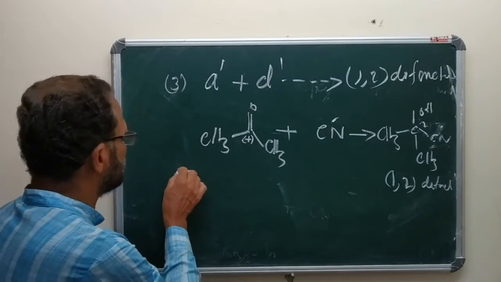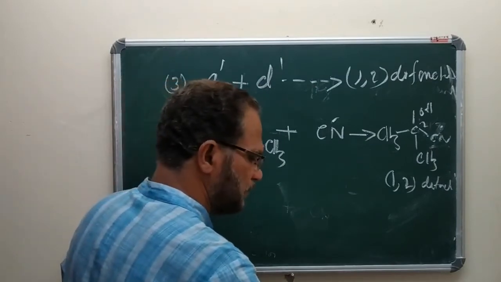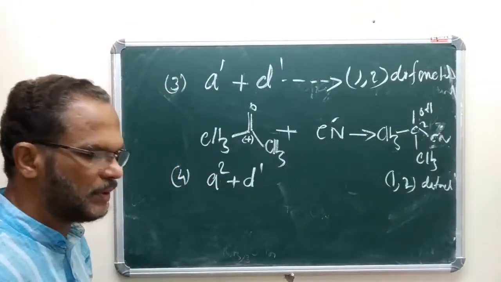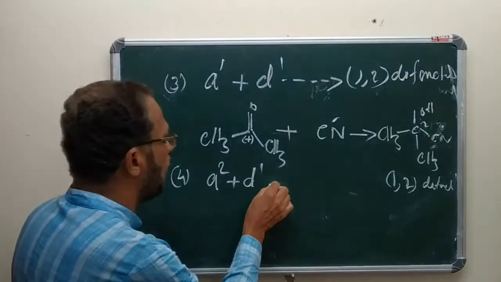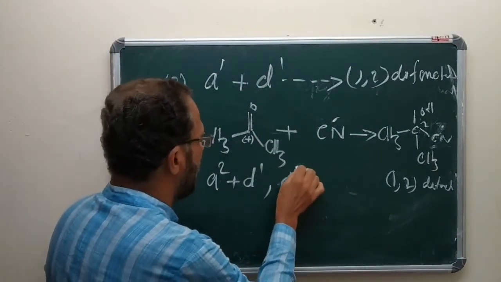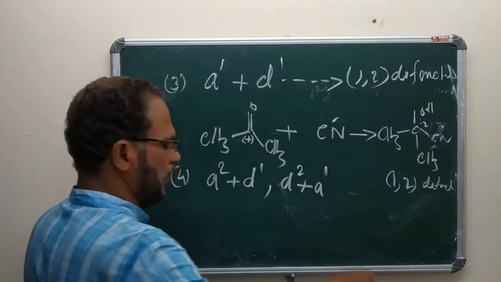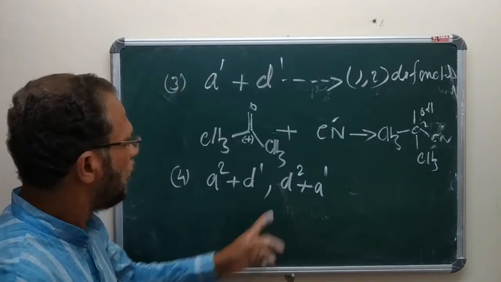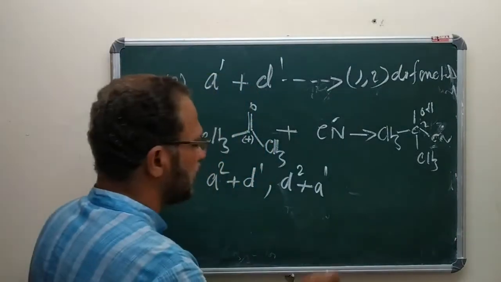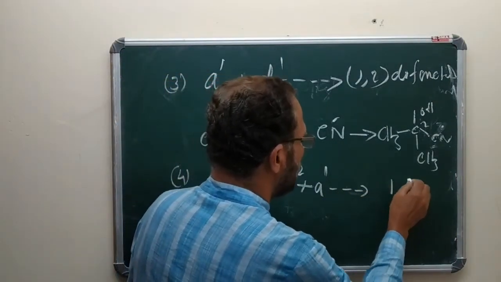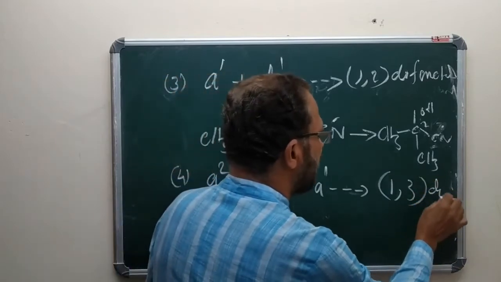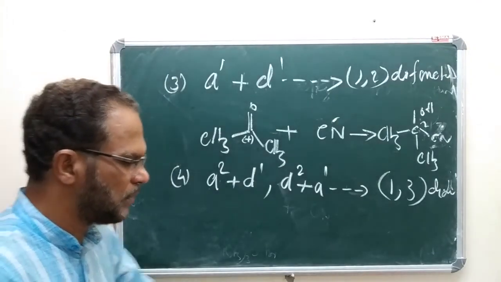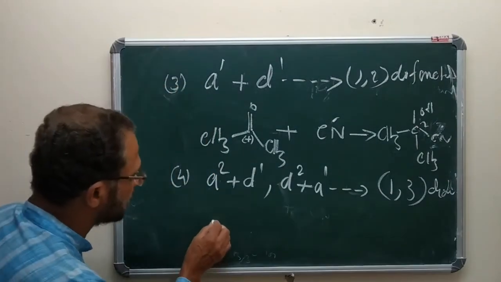Then the fourth one is that, suppose an A2 combined with D1, or a D2 combined with A1, then this will cause the formation of 1,3 difunctional molecules.